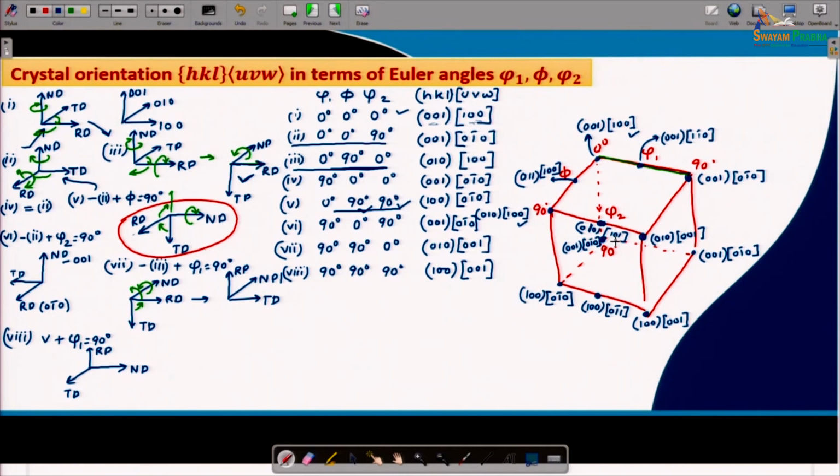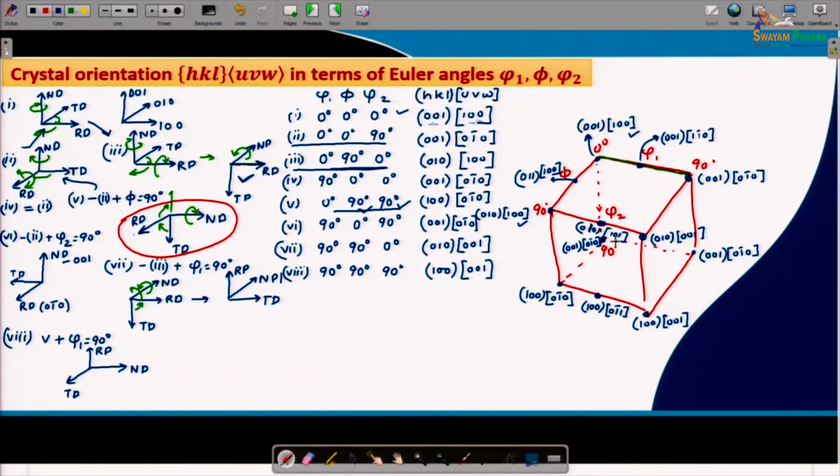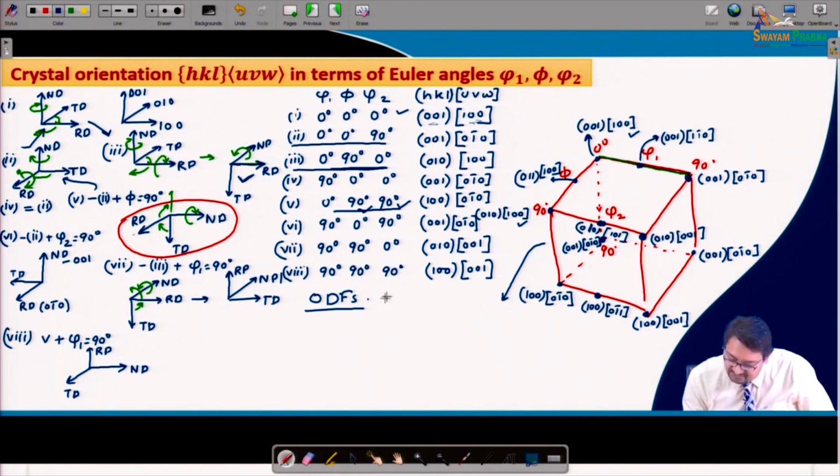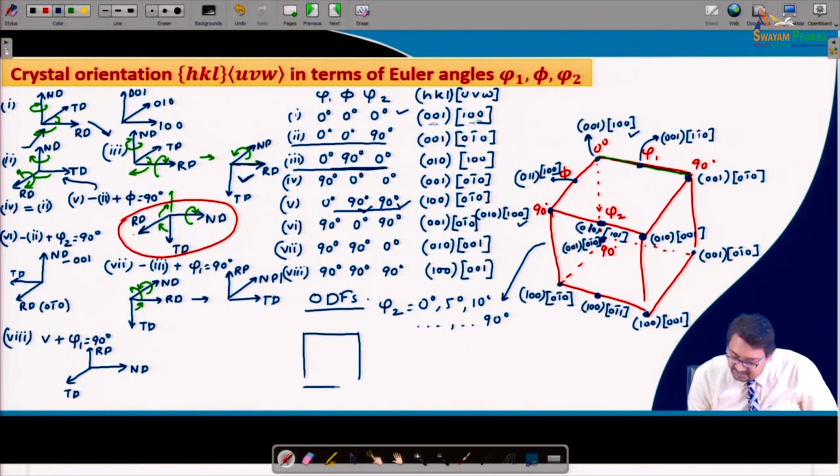I will request the participants to practice these geometrical rotations, so that one can understand how this Euler space has formed, and then one can even go and make orientation distribution functions from this Euler space in terms of phi 2 sections, right, at phi 2 equal to 0 degree, 5 degrees, 10 degrees, and we can make it up to 90 degrees, and see the positions of the various HKL UVWs in it.